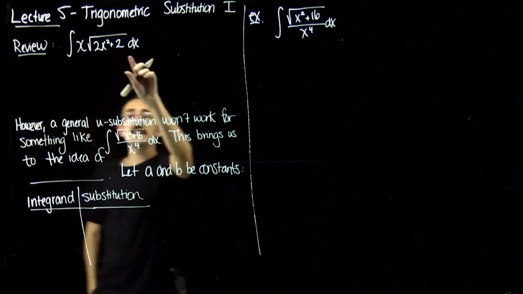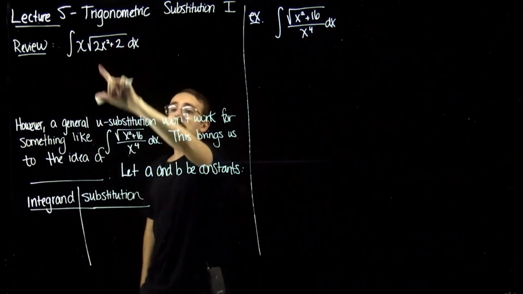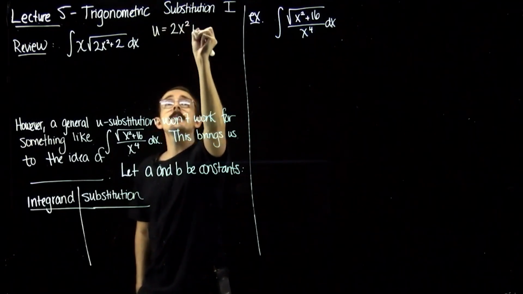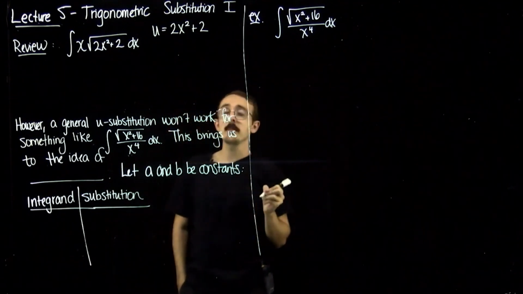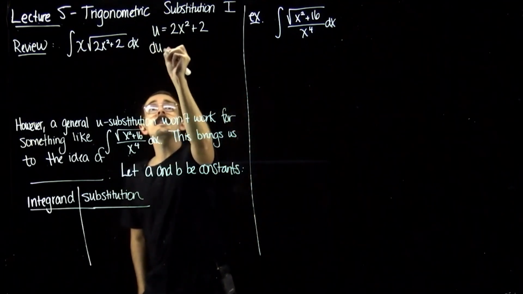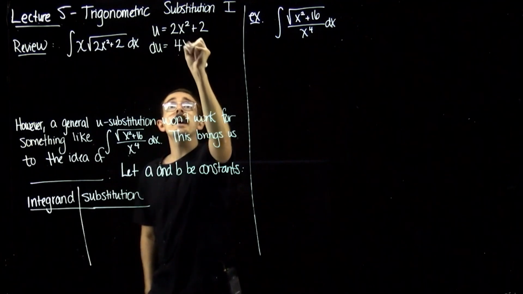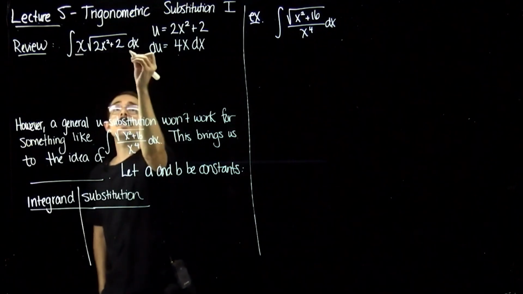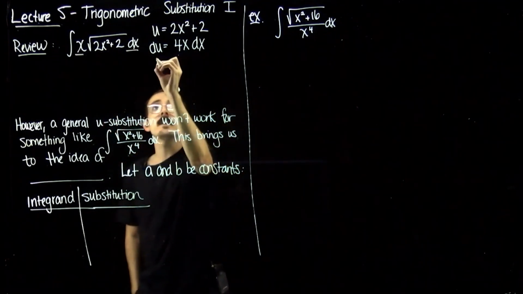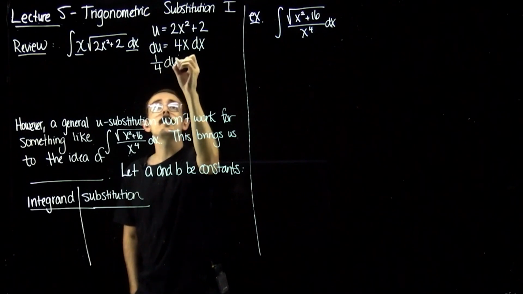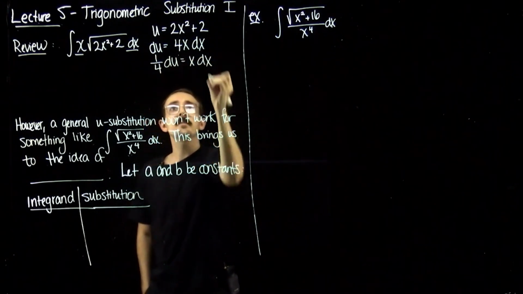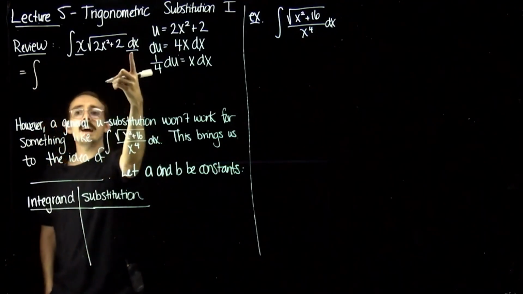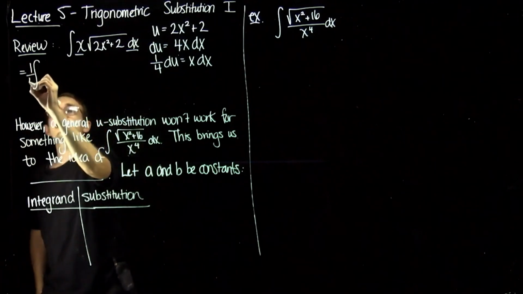So the idea is inside the radical we have a very complicated expression, so we're going to make that equal to u. We're going to substitute it out by saying u is going to be 2x squared plus 2. This means that du, if you take the derivative of this, is 4x dx. Because I'm trying to get rid of x dx, I will solve for it over here. So 1/4 du is x dx. So now, this x dx, we can replace with 1/4 du.